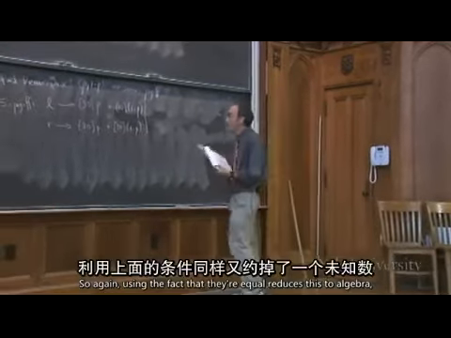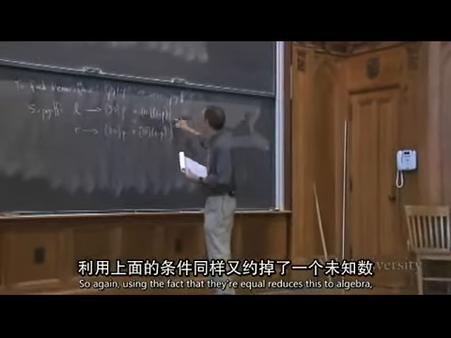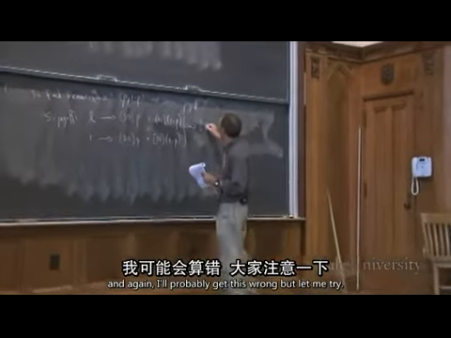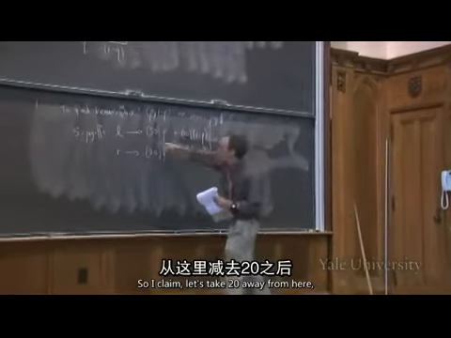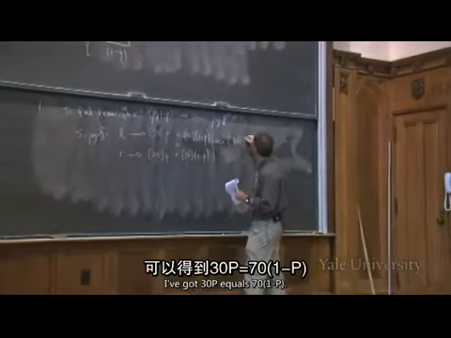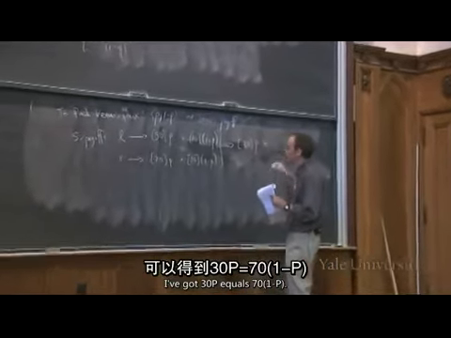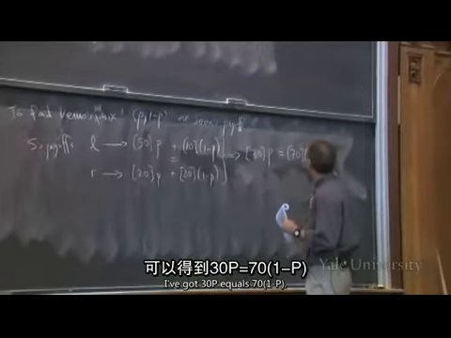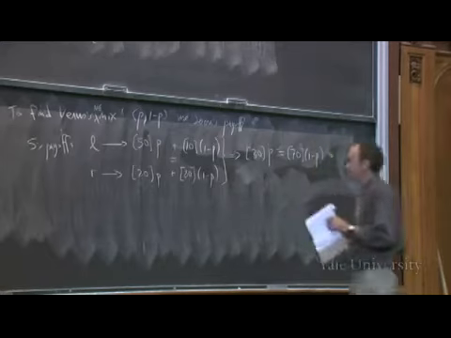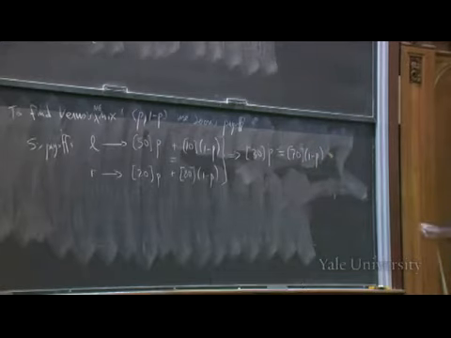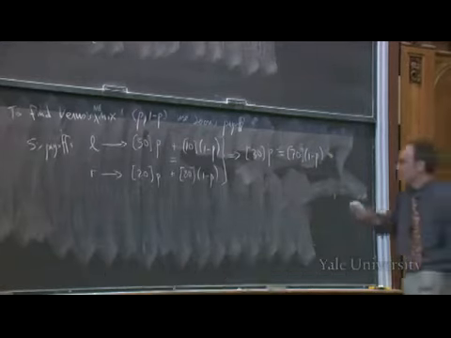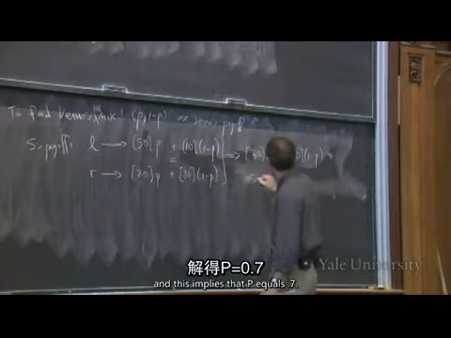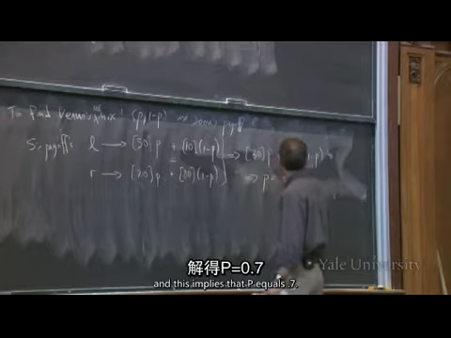All right, so again, using the fact that they're equal reduces this to algebra. And again, I'll probably get this wrong, but let me try. So I claim, let's take 20 away from here, I've got 30p equals 70 times 1 minus p. I hope that's right. That looks right. Again, this is just algebra at this point. So I took 20 away from here and 10 away from there, and this implies that p equals 0.7.